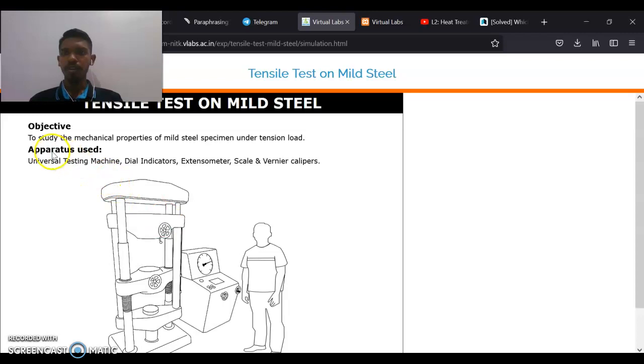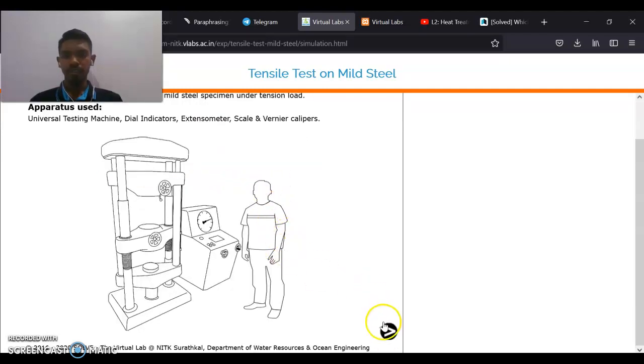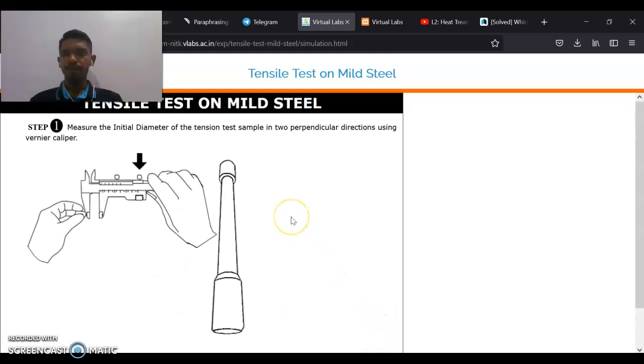So, objective: to study the mechanical properties of mild steel specimen under tension load. Apparatus used: universal testing machine, dial indicators, extensometer, scale, and vernier calipers. So, for the first step, measure the initial diameter of the tension test sample in two perpendicular directions using vernier caliper.